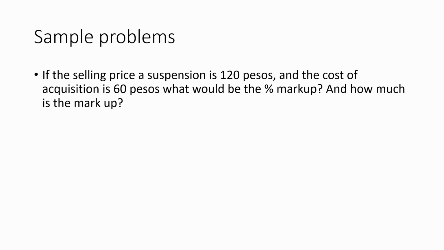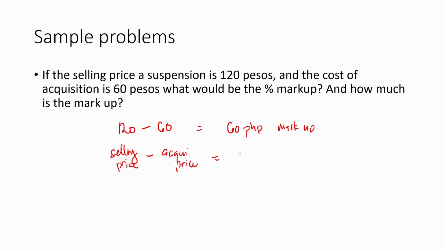Next, if the selling price of a suspension is 120 pesos and the cost of acquisition is 60 pesos, what would be the percent markup and how much is the markup? The markup is very simple. Our selling price is 120, our acquisition price is 60, so the markup is 60 pesos. So it's selling price minus acquisition price is your markup.